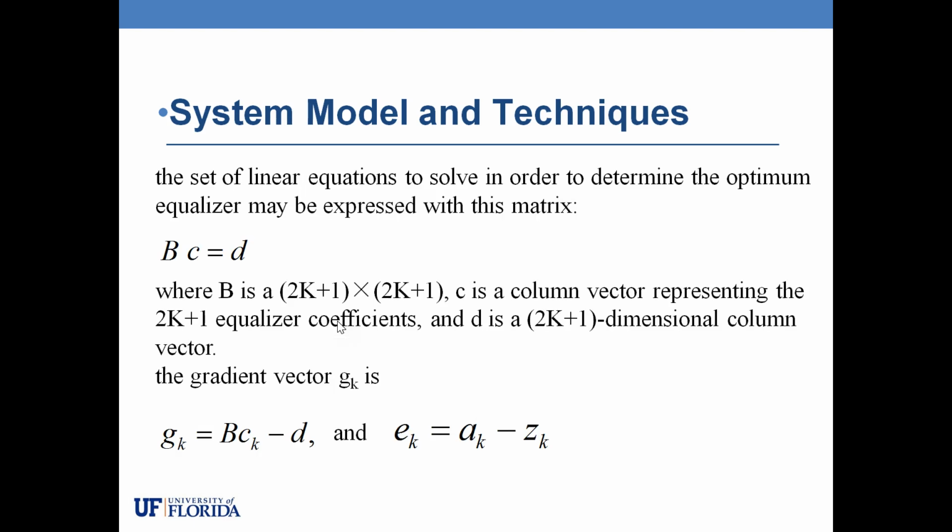The set of linear equations to solve in order to determine the equalizer may be expressed with this matrix here, where B is a (2K+1) by (2K+1) matrix, and C is a column vector, and D is also a (2K+1) column vector.